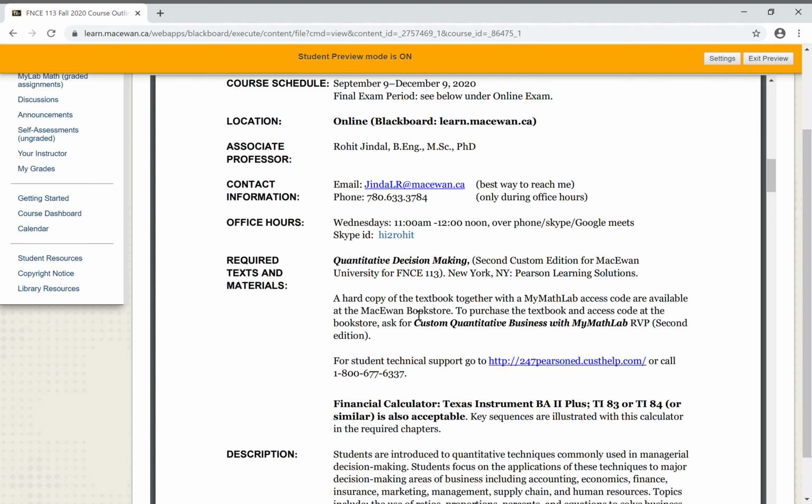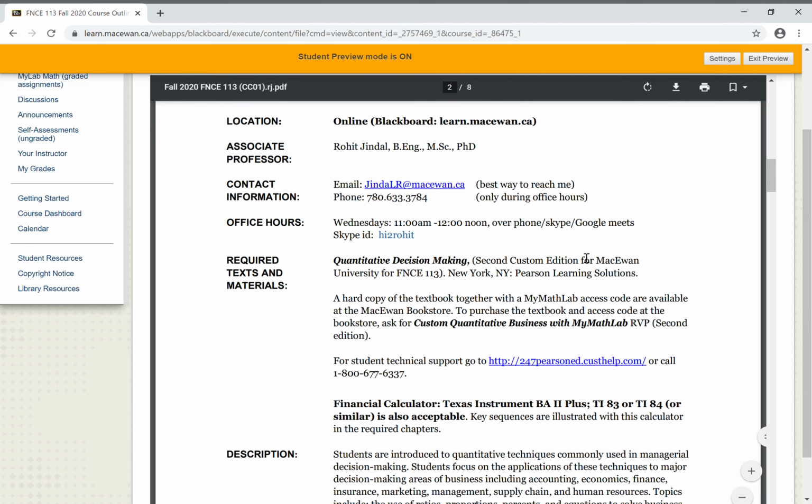Okay, now let's talk about the textbook. There's only one required textbook for this course, and it is called Quantitative Decision Making. We have a custom edition for McEwan. It's called the second edition, but really if you have the first edition that you've already gotten from one of your friends, that would also work. Or if you want to buy right now, then you can buy it from the McEwan bookstore.